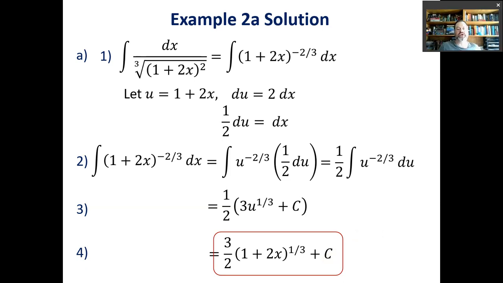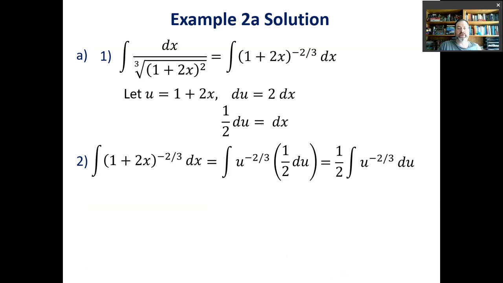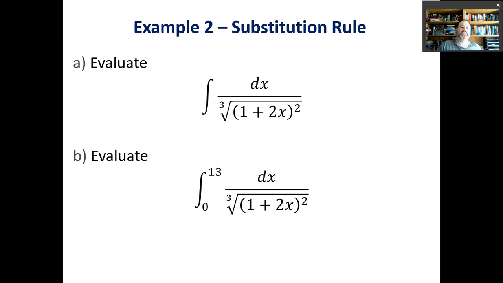Again, feel free to check your answer when you're doing problems like this, just to make sure. All right, so what happens? So that was part A. Part B, let's go back and look at it. Part B wants us to do 0 to 13, but the same problem.